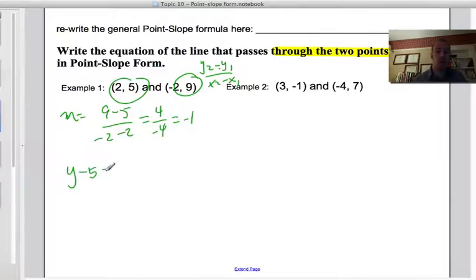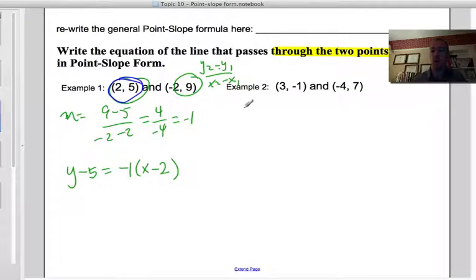So y minus the y coordinate equals the slope times x minus the x coordinate, which is 2. Make sure that you use the same point. So I can't use the 2 here and then the 9 there. That would give me a wrong equation.